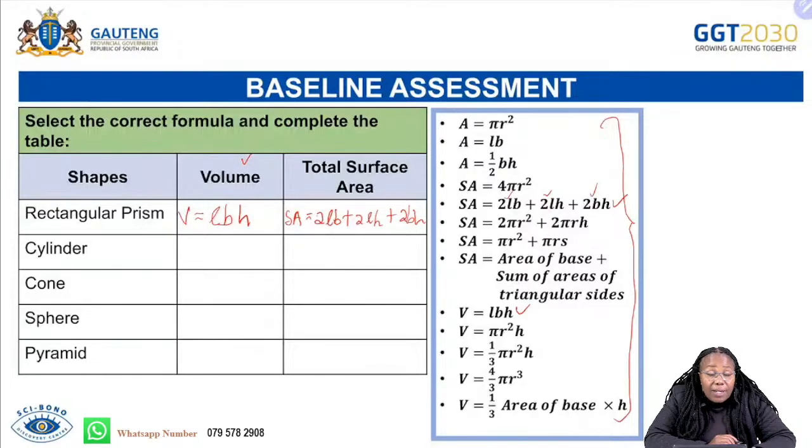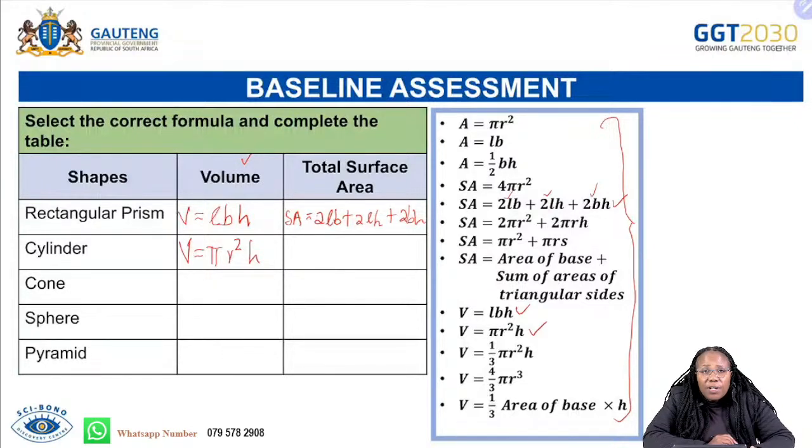For your cylinder now, the volume of a cylinder, remember the base is a circle and the area of the circle is pi r squared. So now if it is a container, it will add a height to the area of the base. Then the volume is equal to pi r squared h. That means this is the volume of a cylinder.